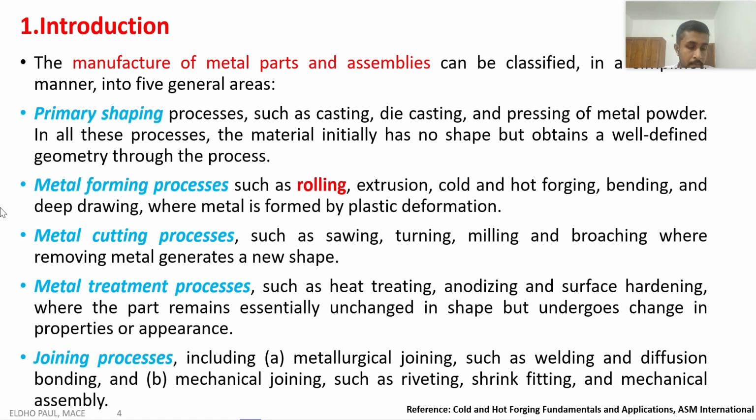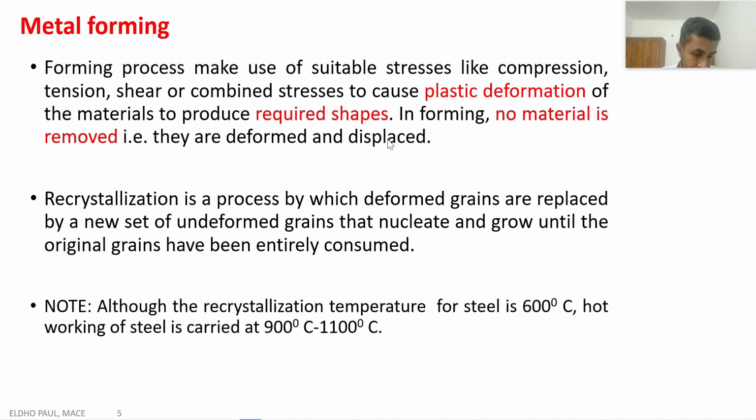Actually, metal forming is one of the primary shaping processes. After casting we get an ingot, and using that ingot we can deform the material by applying any of the metal forming processes. The major metal forming processes are rolling, extrusion, forging, bending, and drawing, where the metal is deformed by plastic deformation. Out of these, we are going to study the rolling process, a fundamental metal forming process.